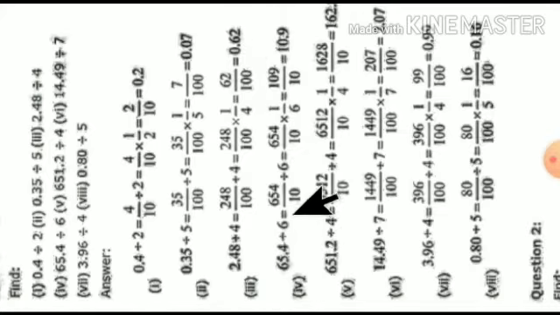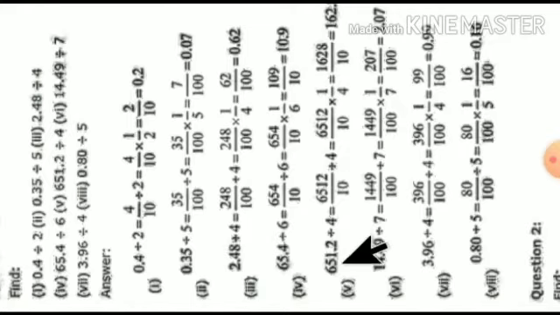65.4 divided by 6 equal to 654 upon 10 divided by 6. So divide will become multiply and 6 will become 1 upon 6. So 654 upon 10 into 1 upon 6. So cut this number by 6 or divide 654 by 6, you will get 109 upon 10 equal to 10.9.